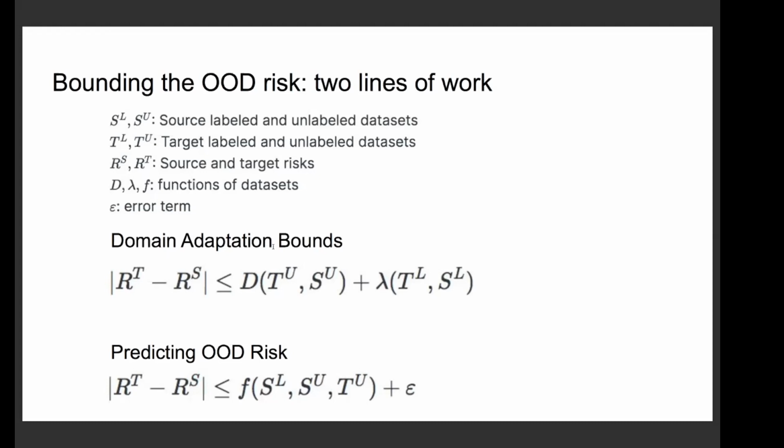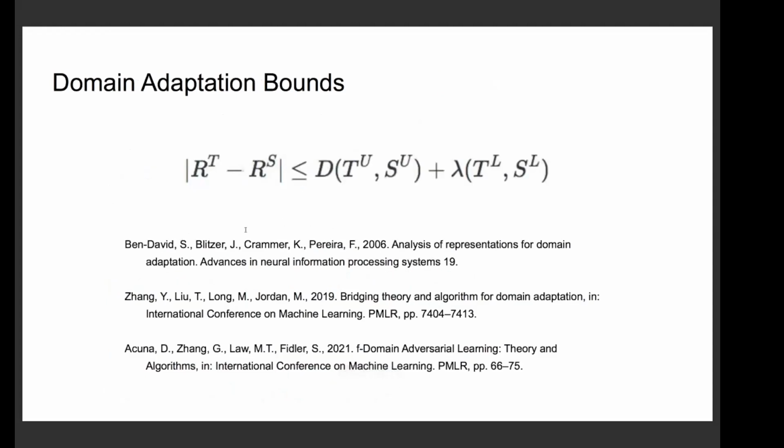And domain adaptation has provided bounds with a distance function between the unlabeled target and source distributions, and another function of the labeled target and source distributions. The second line does not use the target labeled data. The domain adaptation bounds were found by Ben David et al. in 2006, and have been generalized later by many authors.